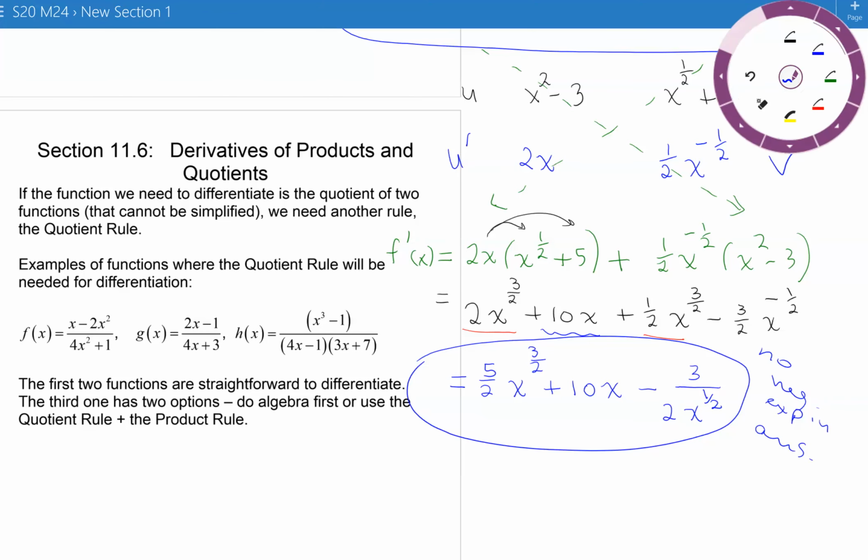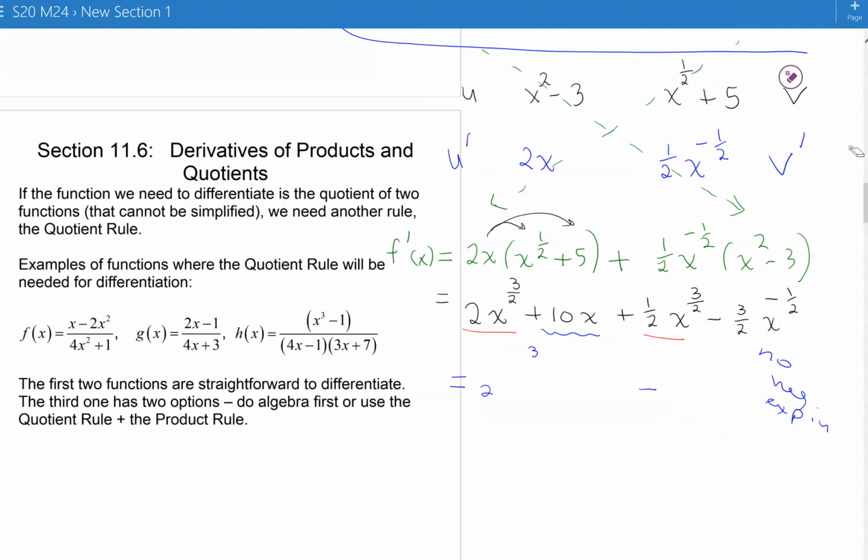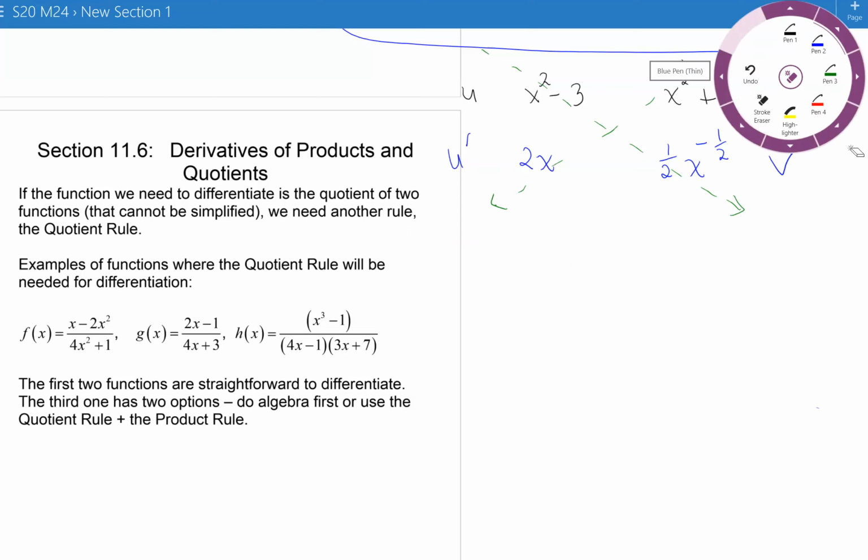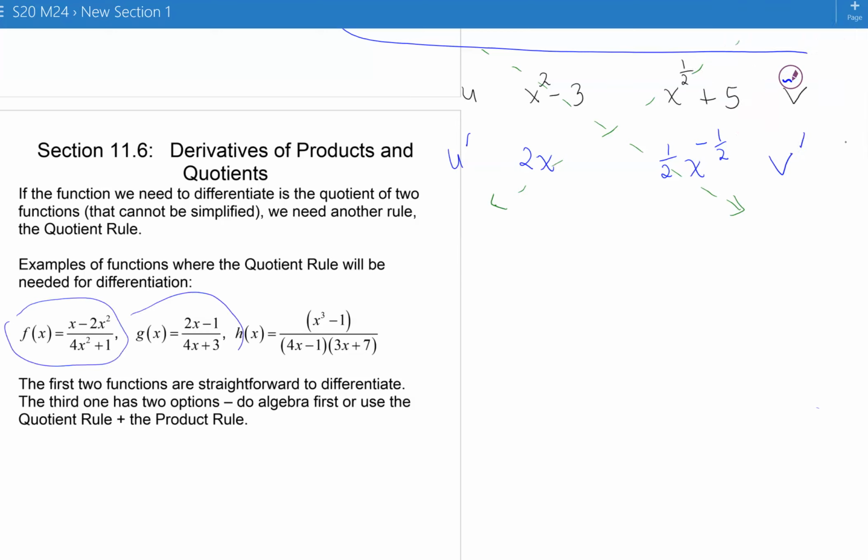Okay, so now we're going to look at the quotient rule. And these are easier to see for most students because if you have one function divided by another function, that's a quotient. And it's usually easy to see by looking at it that it's a quotient. So here's some examples of a pretty simple quotient and another pretty simple quotient. The third example is trickier because it has a product in the denominator.